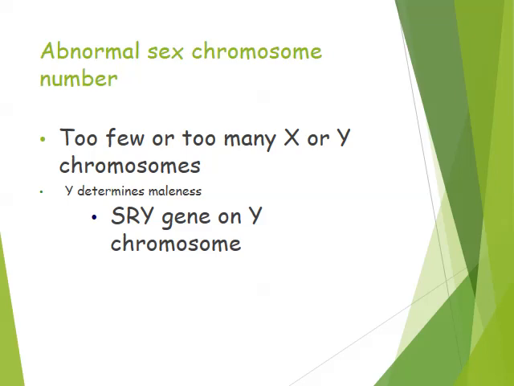Let's look at some abnormalities in the number of sex chromosomes. This is where an individual has too many or not enough X or Y chromosomes. Remember, it's the Y chromosome that determines maleness. This is due to the presence of the SRY gene on the Y chromosome. During embryonic development, this gene turns on the production of testosterone, which causes the production of primary male sex characteristics. Therefore, an individual that has one Y chromosome is automatically genetically a male.